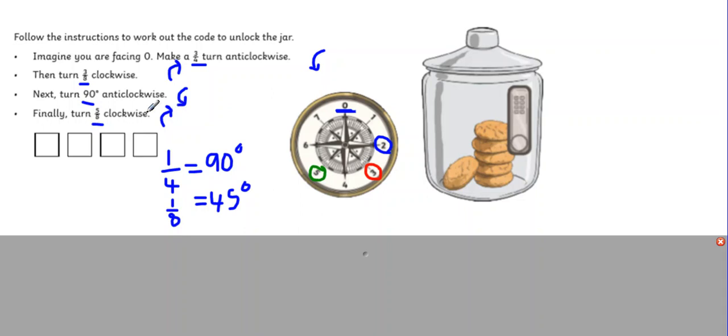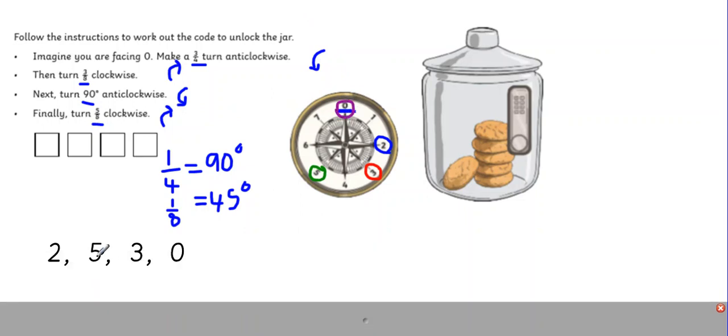Then you've got to turn 5/8 clockwise, which would mean you would land on the 0. So your numbers should be 2, 5, 3, and 0. Well done if you got that one correct. That one was rather difficult. I'll speak to you soon.